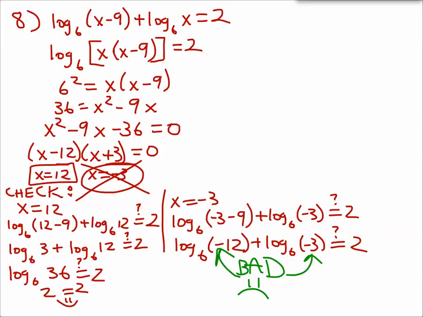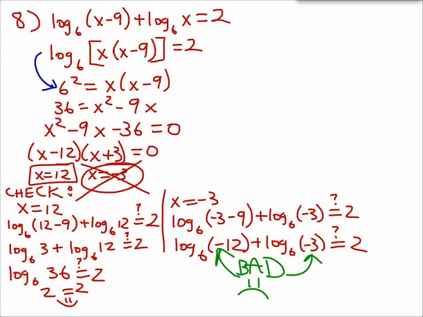Property says separate logs being added is the same as one log where they're multiplied. So it's x times x minus 9 inside of one log. Then notice that your problem is, of course, inside the logs. So change it to exponential form. 6 squared equals x times x minus 9. Play around with it a little bit. Distribute. Move the 36 over and factor. You get 12 and negative 3.